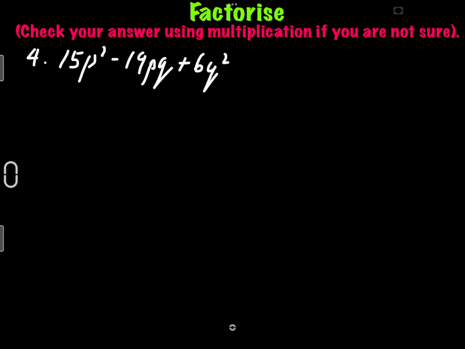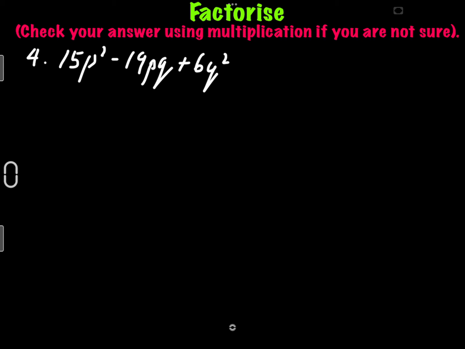is to consider whether this is written in descending form. Yes, it is written in descending form, with 15p squared as the highest degree, with 2 as the highest degree, and then we have negative 19pq as our middle term, and then we have 6q squared as our constant.